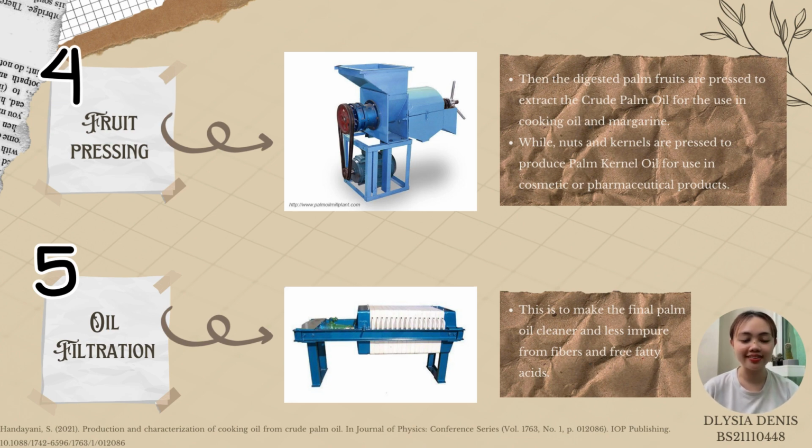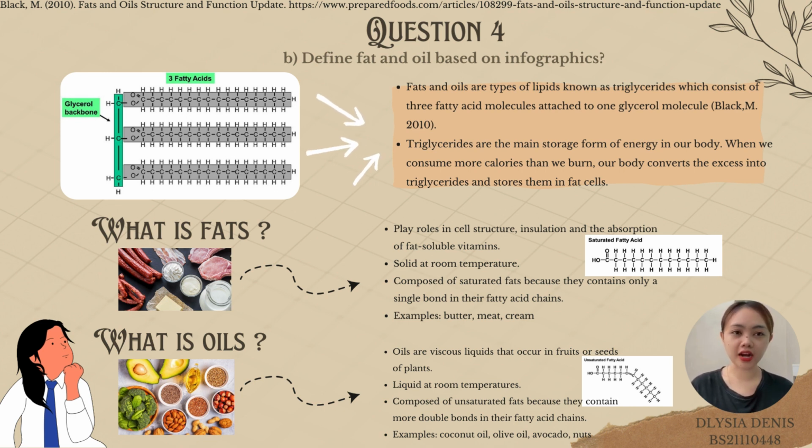Fats and oils are lipids known as triglycerides, which consist of 3 fatty acid molecules attached to one glycerol molecule. Fats play roles in cell structure and the absorption of fat-soluble vitamins, and consist of saturated fats that contain only single bonds in their fatty acid chains, for example butter, meat, and cream. While oils are viscous liquids that occur in fruits or seeds of plants, which are composed of unsaturated fats that contain double bonds in their fatty acid chains, for example coconut oil, avocado, and nuts.